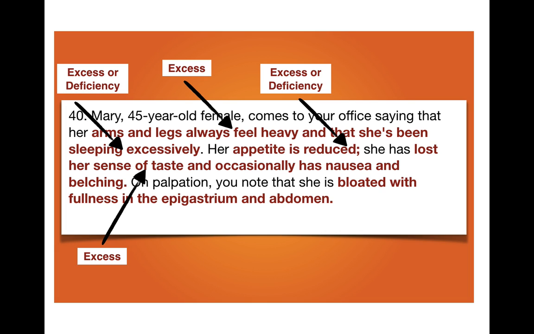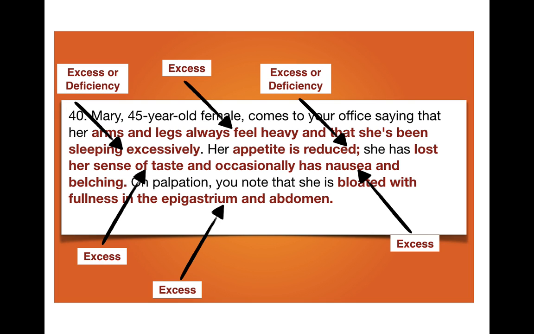Next, we have nausea and belching. And nausea and belching are considered excess. They can be due to a deficiency, but they're usually because you have too much fluids in your stomach from yang deficiency. You have food stagnation, you have some kind of stagnation in the middle jiao leading to belching, right? So we consider those excess. Then we have bloated fullness in the epigastrium and abdomen. And this is going to be excess as well. Now, if it was just bloating, we could say it could come from spleen qi deficiency as well. But because there's that sense of fullness, that tells us it's an excess symptom.